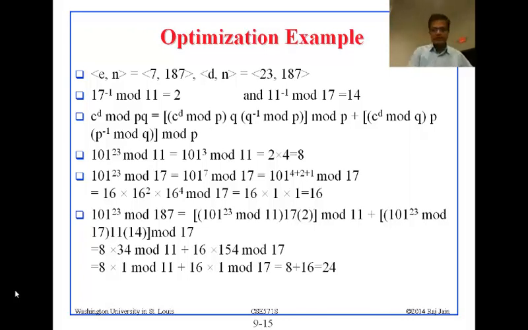Okay, mod Q. So now let's calculate 101. Let's say the text is 101. So 101 raised to 23 mod 11. Right away, I could have converted 23 into binary, but before I do that, I realized that, look, 11 is a prime number.